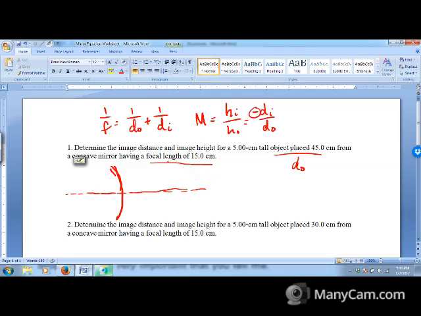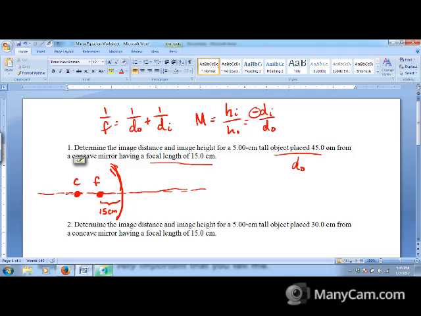I'm actually going to locate the focal point first, because I get a lot of perspective from doing that. It says a focal length of 15, so I always like to draw the center. I know the focal length is half the radius, so the focal point is going to be right here, right between here. If it's a focal length of 15, I know that this distance is 15 centimeters.